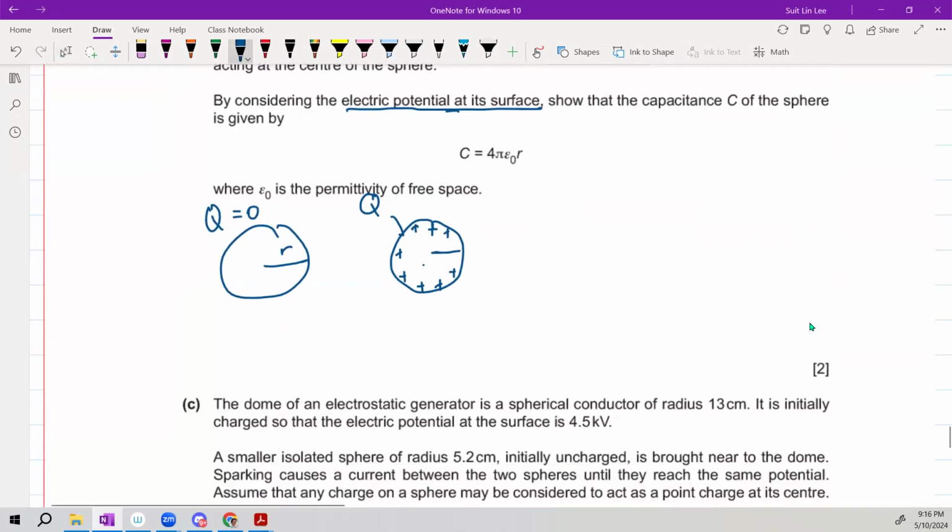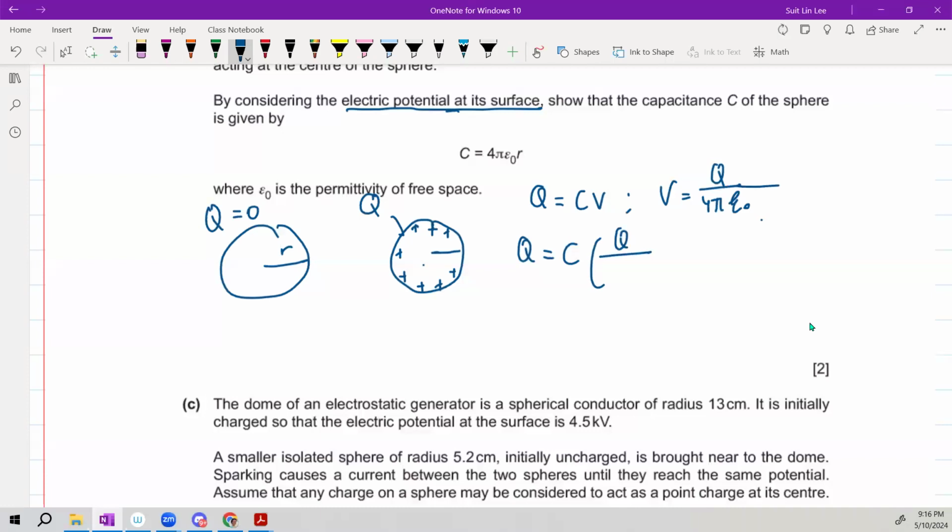So this is a standard equation. We can use Q is equal to CV to start off, but V is equal to Q over 4 pi epsilon naught r. So I can substitute Q over 4 pi epsilon naught r, where r is the radius of the sphere. This is the V at the surface. So at the surface will be a distance of radius r from the center. But regardless, we can cancel the Q, and you have C is equal to 4 pi epsilon naught r.